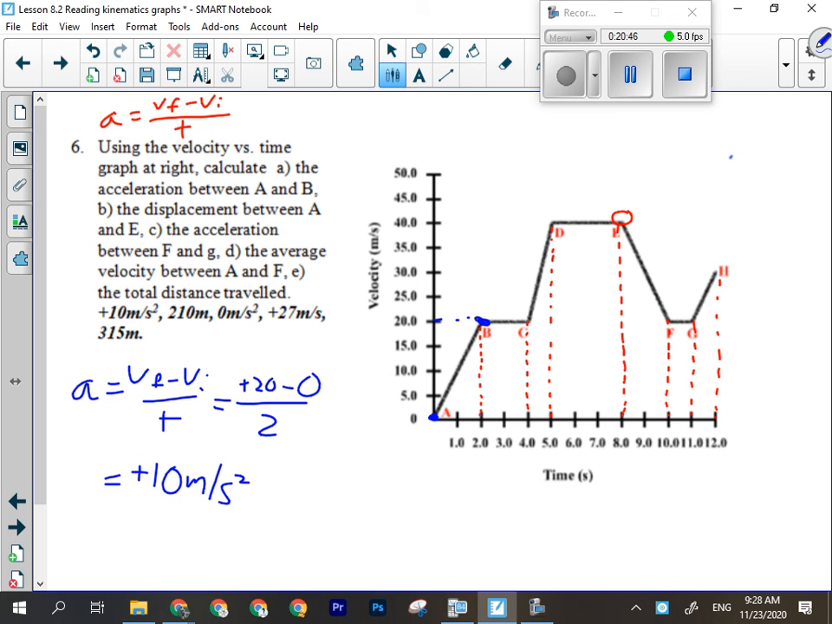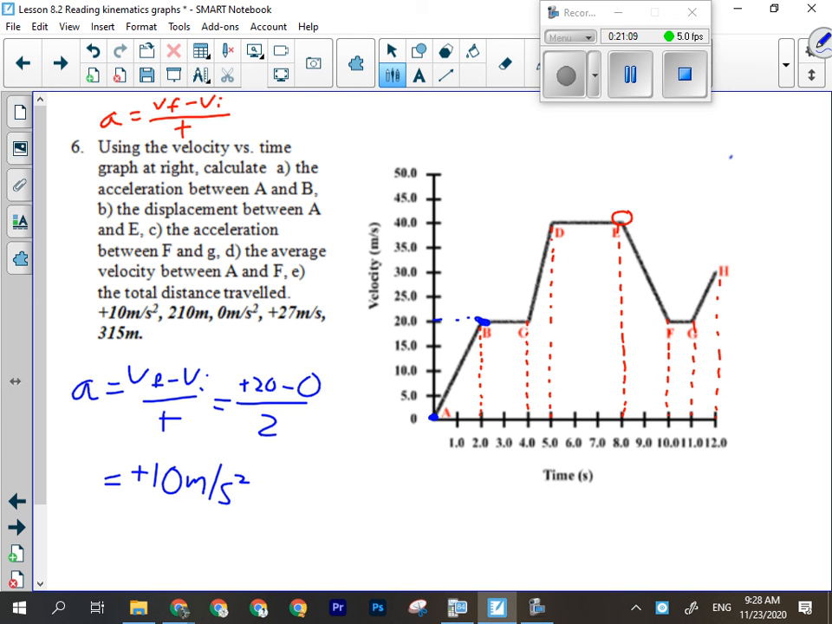Do I have to put the positive on it? Yes. Acceleration is a vector quantity. I need to indicate to people that this thing is accelerating in a forward or positive direction, because it is possible to accelerate backwards, and I need to indicate they're not doing that. How many people are done B?